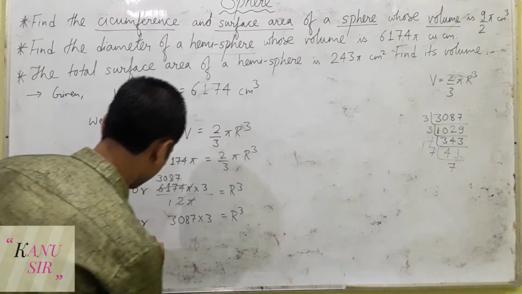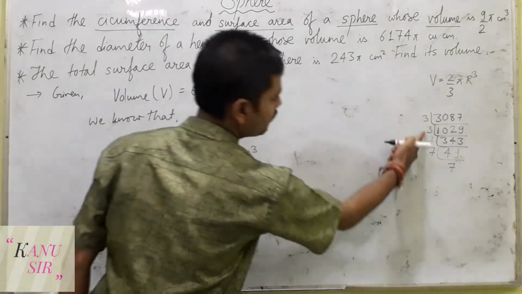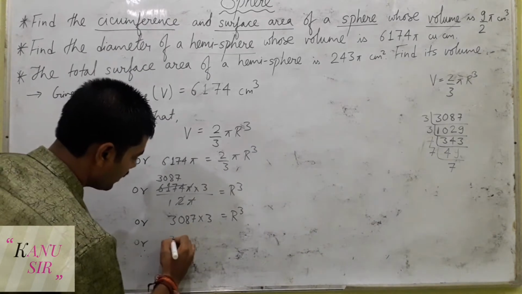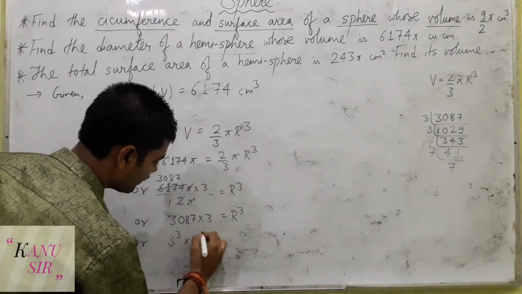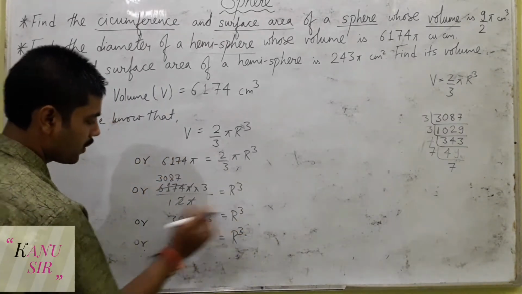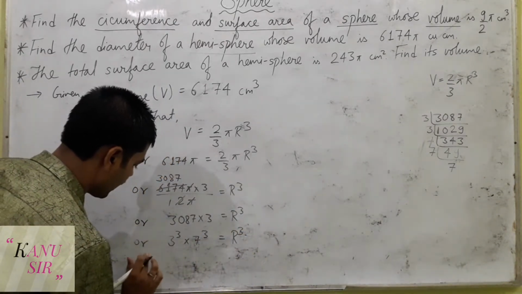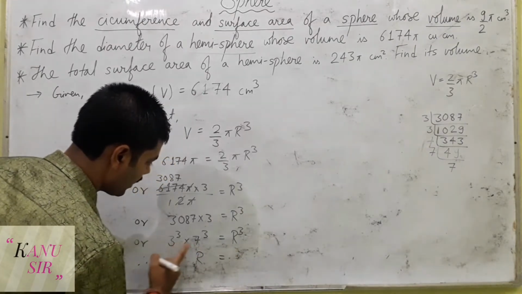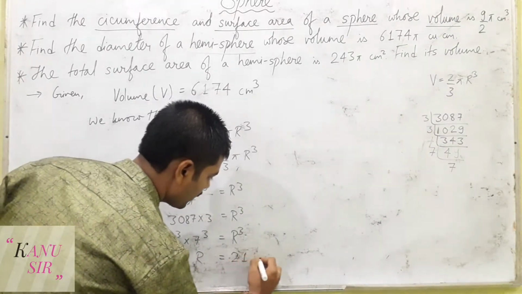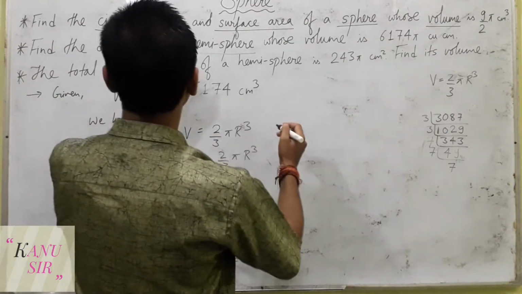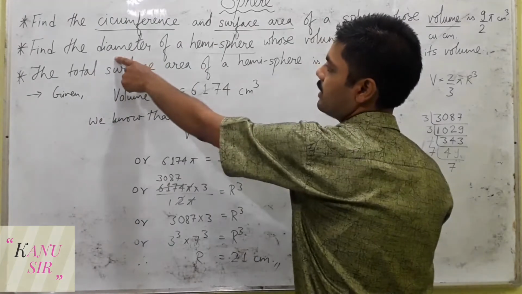So here you will actually get 3 square 7 cube. So 3 square and 1 3, you will get 3 cube, and another is 7 cube, equal to r cube. So removing cube from all sides, you can write directly 3 times 7, r is equal to 3 times 7, is 21 centimeter. So the radius is 21 and the term that we needed to find is the diameter.